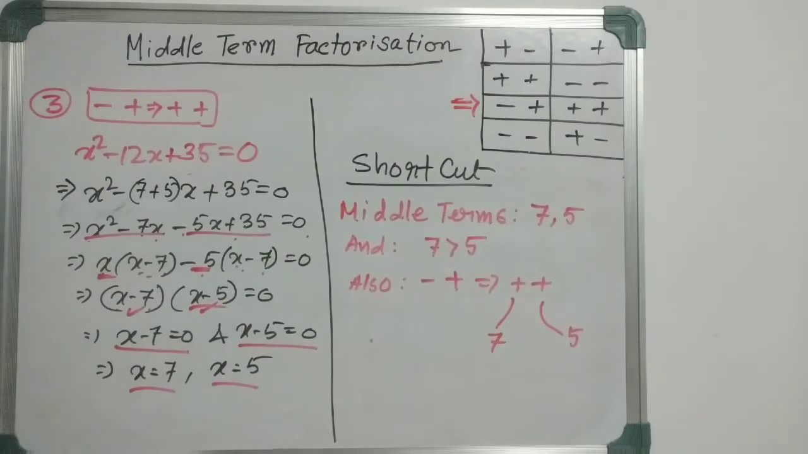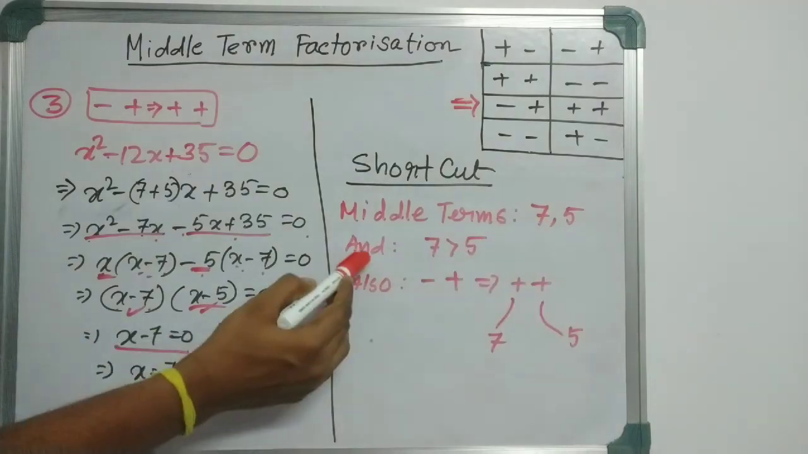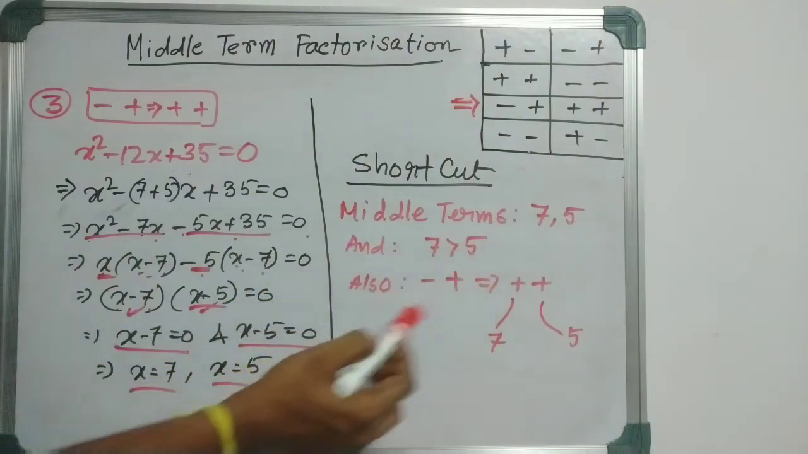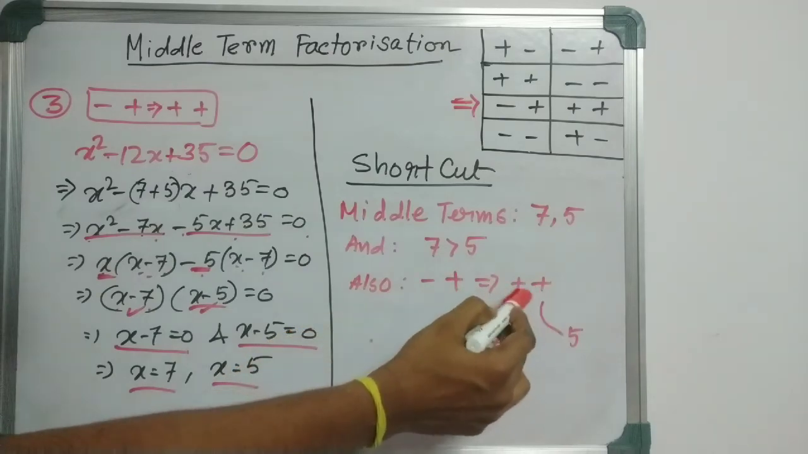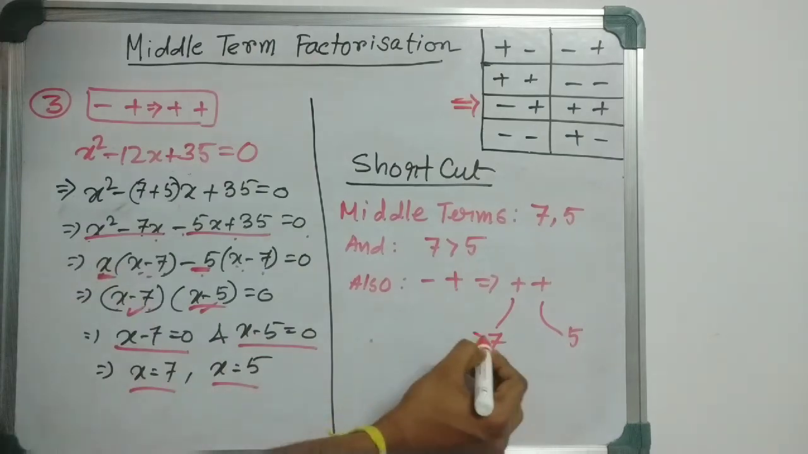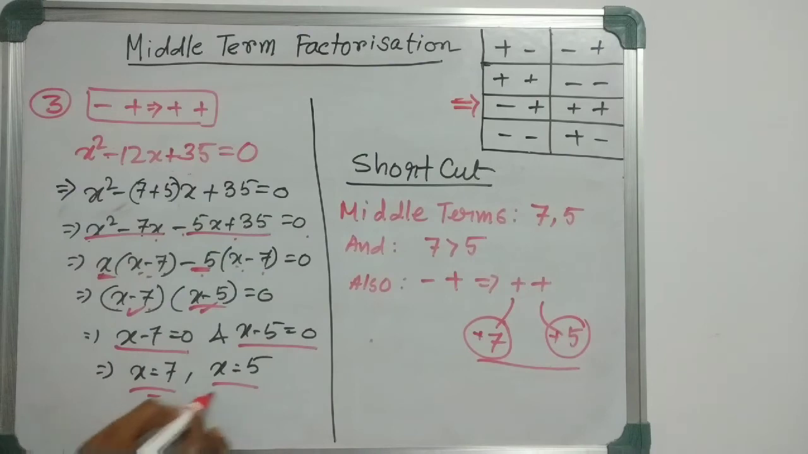So let us move to the shortcut. Here middle terms are 7 and 5 and 7 is greater than 5. Also minus plus implies plus plus. So this plus will come in front of this and this plus will come in front of this, and 7 and 5 are the answer, and here we got it.